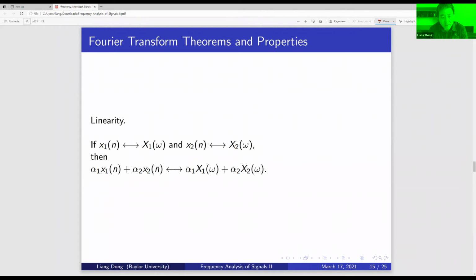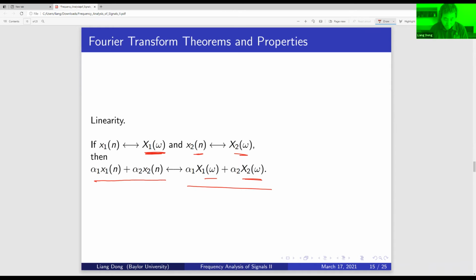The first one is linearity. If I have Fourier transform pairs, x1 and capital X1, x2 and capital X2, then this linearly combined signal has a Fourier transform which is a linear combination of the Fourier result of the first signal combined with the Fourier result of the second signal. It's also weighted by alpha 1 and alpha 2.